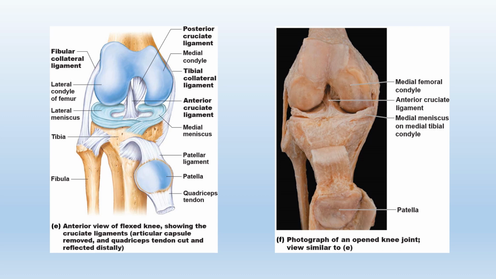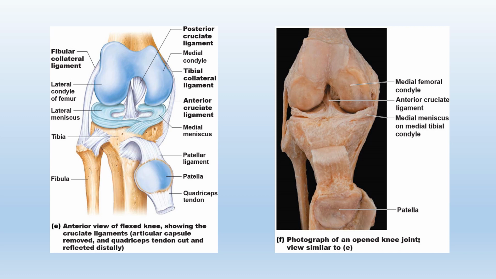Here on this slide, again, we have two right knees. The image on the left is obviously a cartoon. The image on the right is a cadaveric specimen taken from a human. Some things that you should be able to identify, especially on the cartoon drawing, will be the lateral collateral ligament, the medial collateral ligament, the ACL, and the PCL.